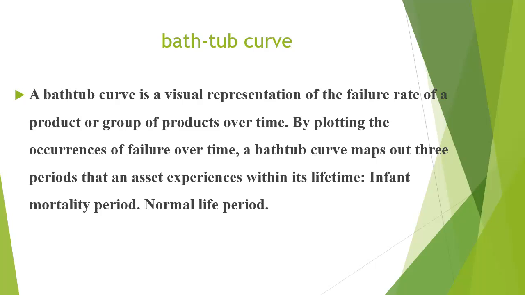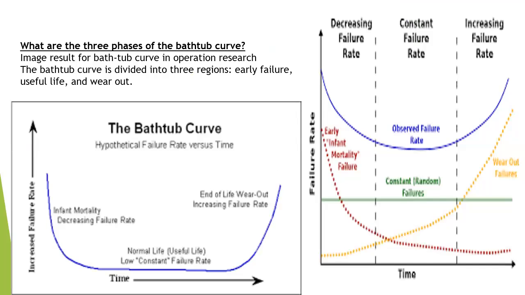When we represent the failure rate of a product or a group of products over time with the help of a graph, that curve is called the bathtub curve. By plotting the occurrence of failure over time, a bathtub curve maps out three periods that an asset experiences within its lifetime: infant mortality period and normal life period. So the bathtub curve represents three things.